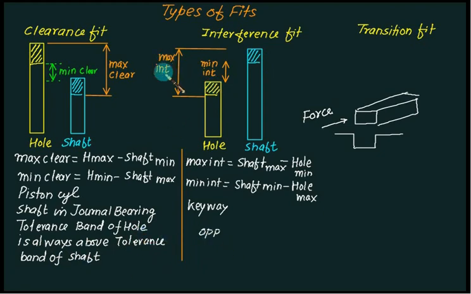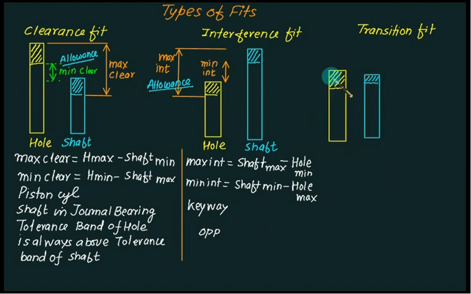This time maximum interference is called allowance. And if you have a clearance fit, then minimum clearance is called allowance. So the definition of allowance you have to make very clear: maximum interference or minimum clearance. And transition fit we have already discussed in detail. Sometimes we may have interference in the case of transition. So in this case we may have a chance of interference fit and clearance fit. So the tolerance bands may overlap.